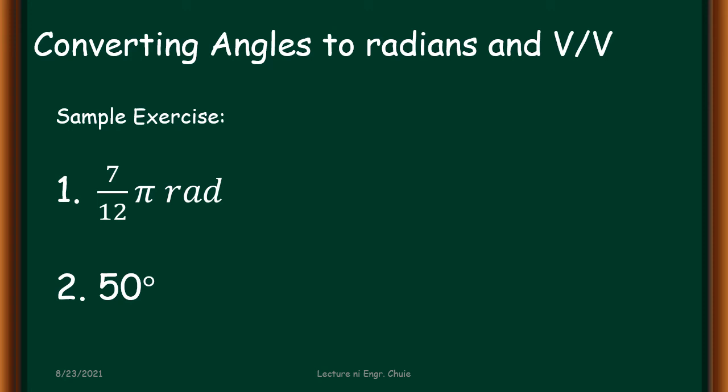So, let's have here an example. So, we have here converting angles to radians and vice versa. If we're going to convert this into degrees, we use the ratio of 1 radian is equals to 180 degrees over pi. So, times 180 degrees over pi. So, what happens? We can cancel out pi. So, this now becomes 7 multiplied by 180 degrees over 12. Simplify this one, so you can have an answer of 105 degrees. So check if my answer is correct.